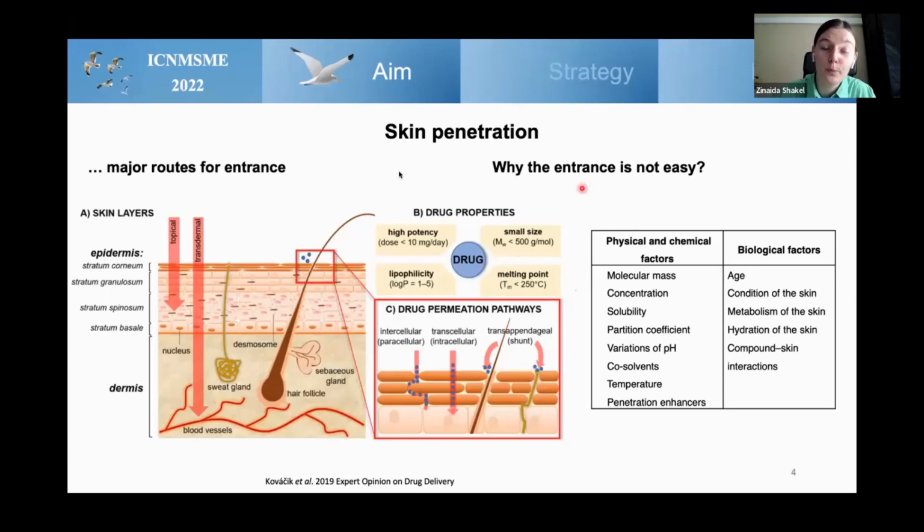But penetrating the skin is not an easy process. There are many factors which affect it. For example, molecular mass, concentration, solubility, variation of pH, co-solvents, temperature. Those are physical-chemical factors, and also biological factors such as age, condition of skin, metabolism of skin, hydration of skin, and skin-compound interactions.